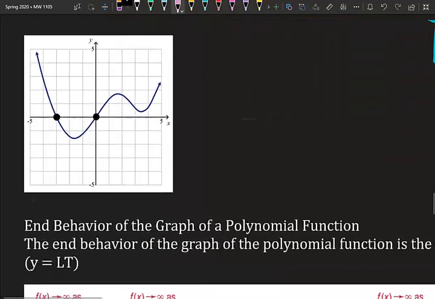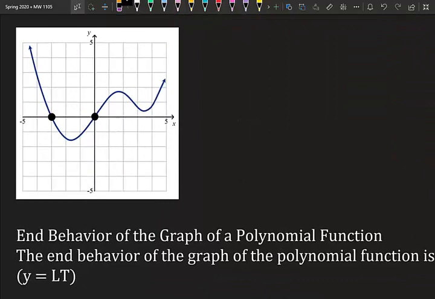The last one, is that a polynomial? Absolutely. It's smooth, it's continuous, it has a flow. So yes, since it is, let's go ahead and figure out the zeros. We have one at -3, and then we have another one at 0. They're called zeros because you make the equation equal to 0. That's why they're called zeros.